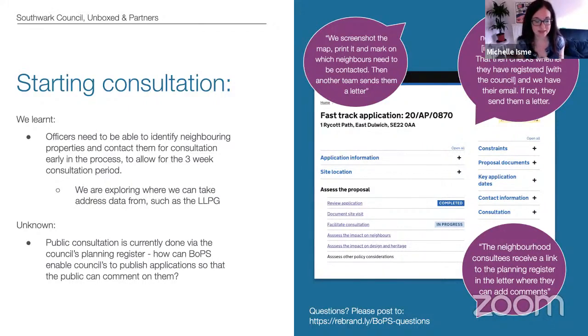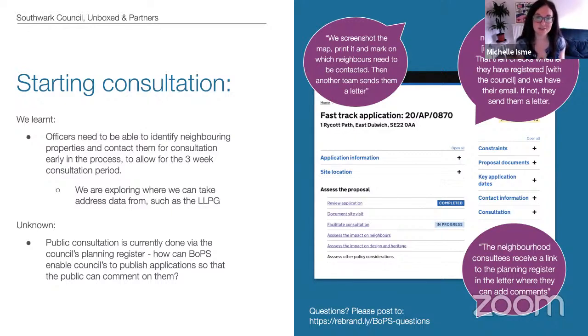The need really is that it needs to be very easy for an officer to look at the applicant's property and identify all of the neighbouring properties around it that need to be contacted for consultation. In an ideal scenario, an officer would be able to visually see that property, see the neighbours around it, click on them, and then a letter is sent to them. However, behind the scenes, that's actually quite tricky.